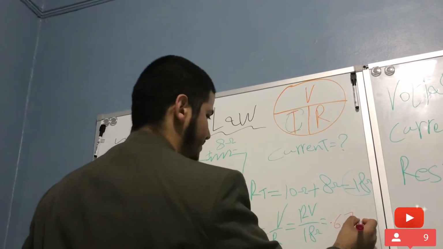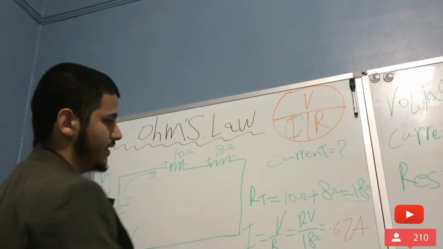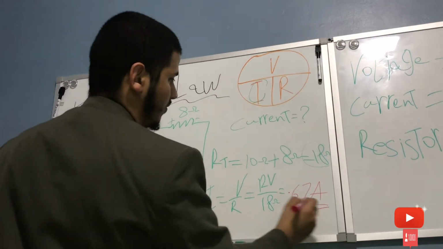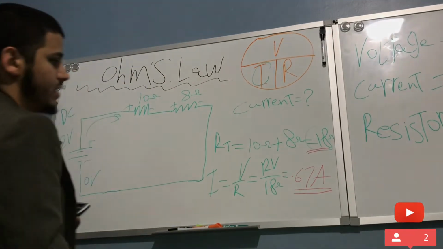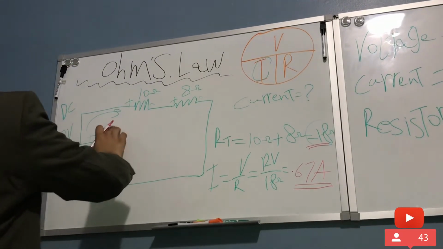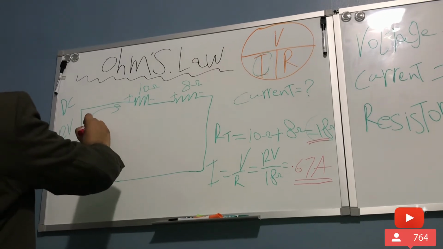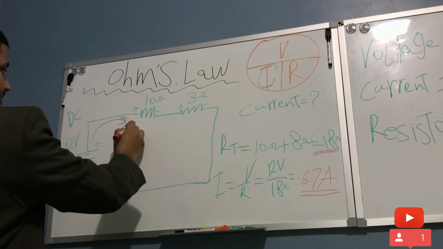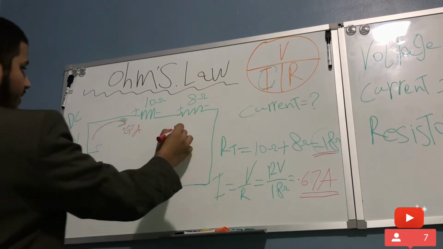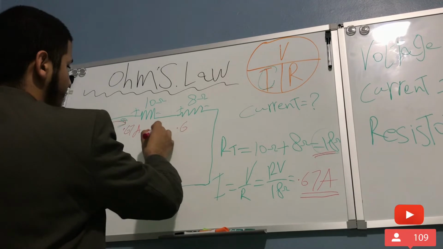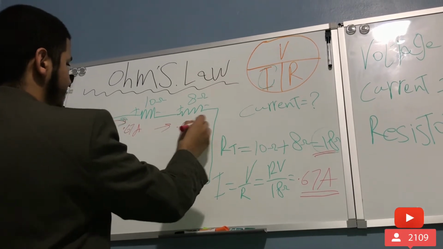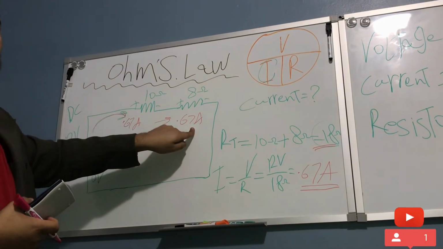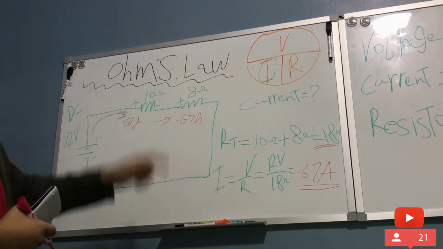0.67 amps. So we get 0.67 amps. So the current is going through here. It's 0.67 amps, and here is 0.67 amps. This one, because in a series circuit, the amps will remain the same in each resistor.